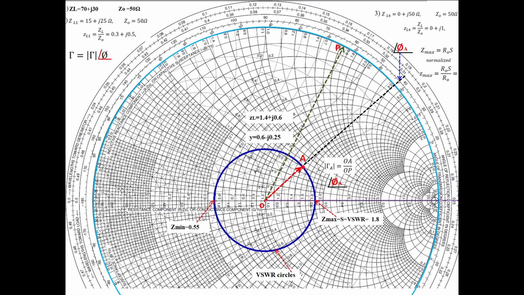Instead of that, we can make use of the Smith chart to find parameters like VSWR and reflection coefficient. So today we will see how to find the reflection coefficient, VSWR, and V minima, V maxima, or Z maxima, Z minima on the transmission line.